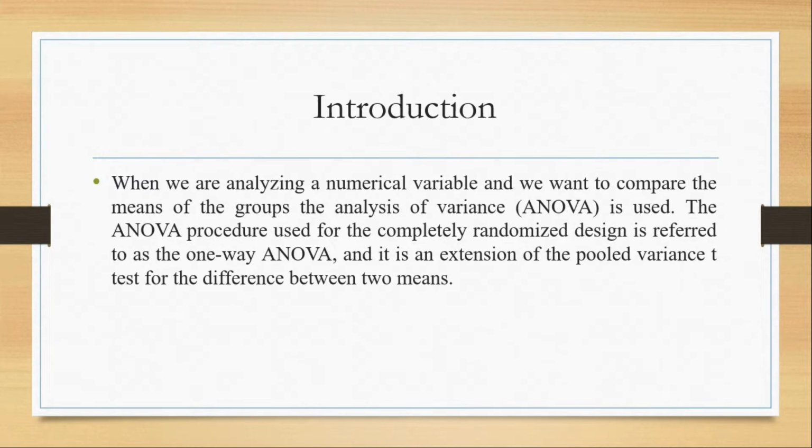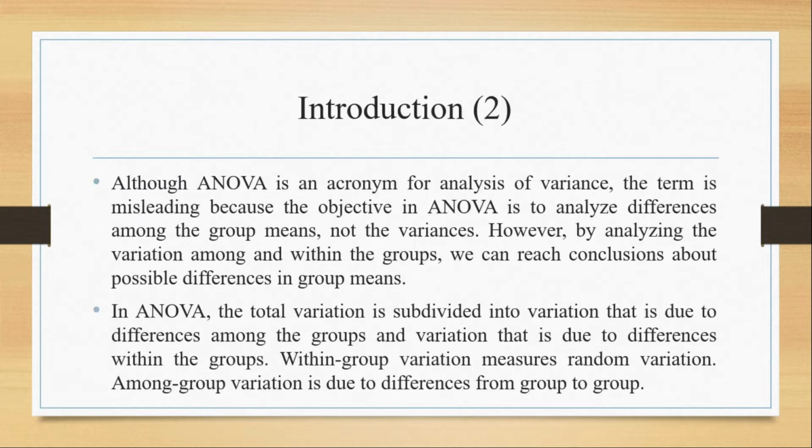We have to compare different groups of means. Then we use the analysis of variance, that is said to be ANOVA, and it is referred to as one-way ANOVA when it is a completely randomized design. It is actually the extension of the pooled t-test, which is used for comparing the two means of the populations.